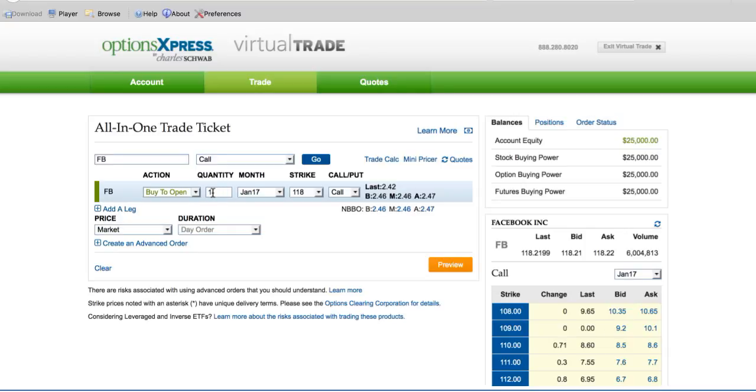So this right here is 100. If I change that to 5, it would be 500. And what you would do is you would multiply it times the price that you see to the right. So right now the ask price is $2.48, but that's times 100. So 2.48 times 100 would be $248. And if I had 5 here, that would be times 5.